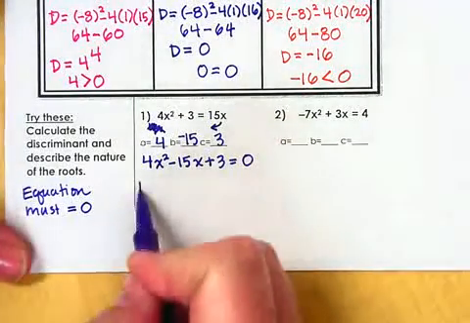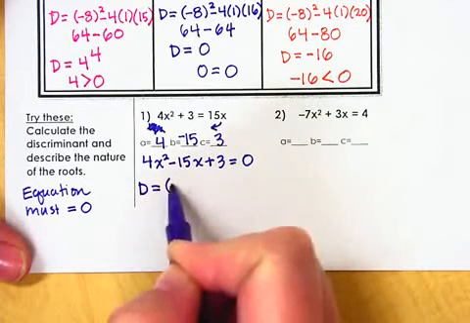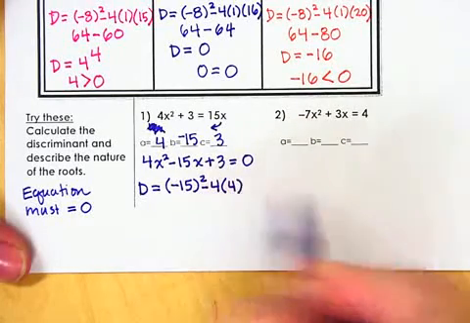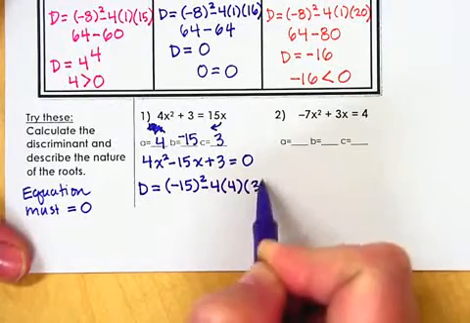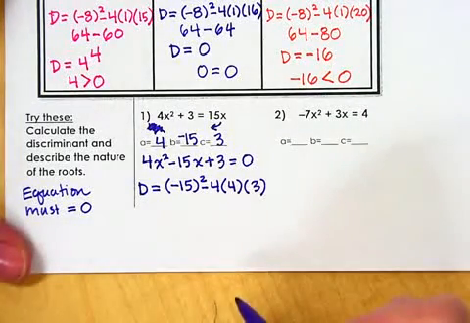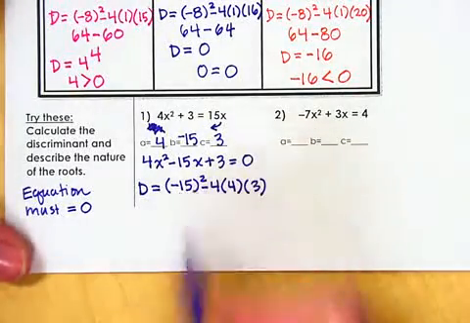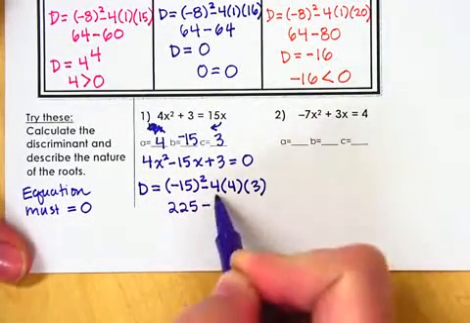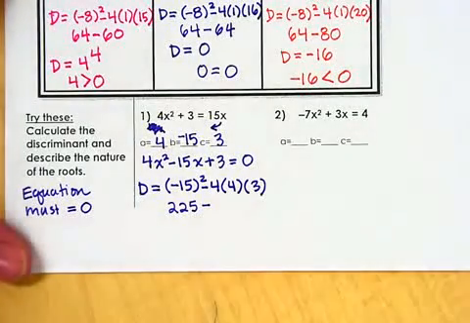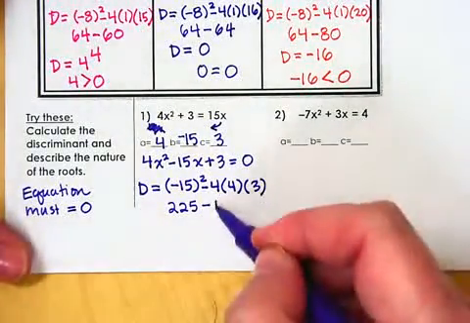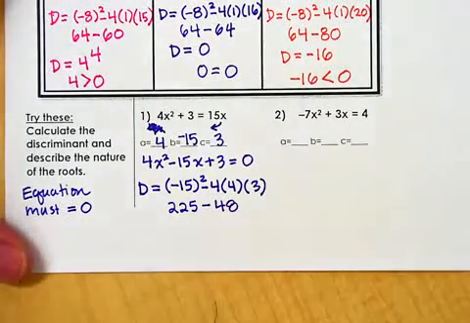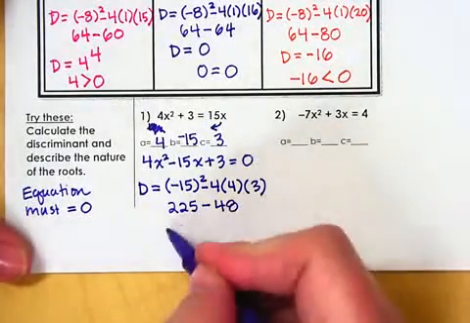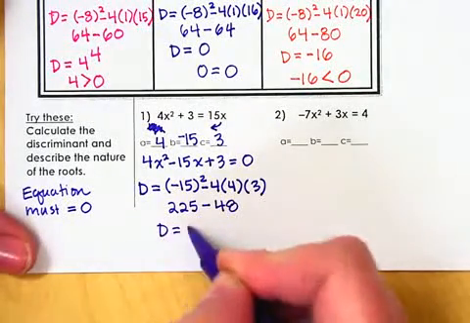Now we're going to go ahead and do our calculation with the formula. So D equals B squared, so negative 15 squared, minus 4 times A, which is 4, times C, which is 3. So let's simplify this. 15 squared is going to be a positive 225 minus, and I'm going to do 16 times 3. 4 times 4 times 3 is 48. And then subtract those numbers, and I get 177. D equals 177.